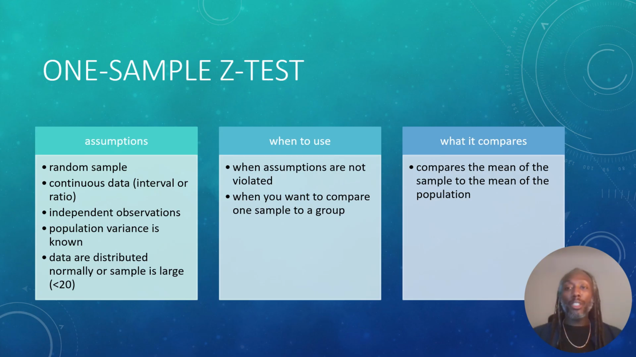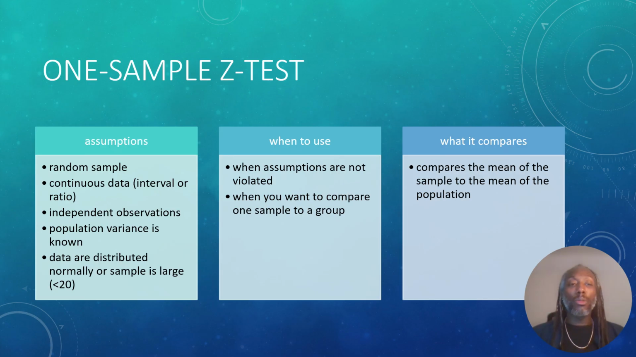Our observations need to be independent, meaning that the selection of one observation doesn't change the probability of another subsequent observation being selected. And also, and this is critical for the z-test, we have to know the population variance. This is a rare occurrence. It is not likely that we're going to know the population variance, but if we happen to know what the population variance is, then we can possibly run a one sample z-test.